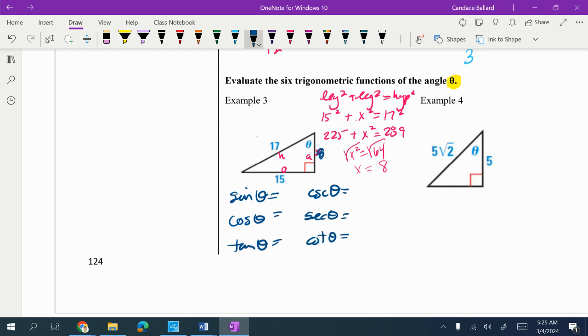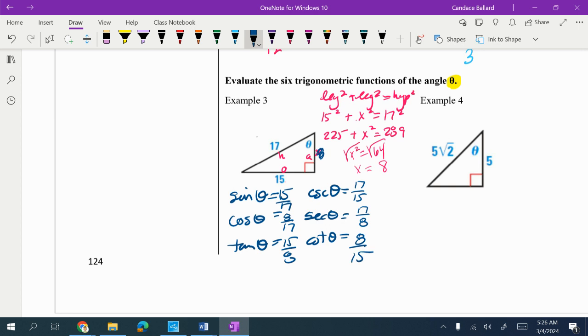So sine is opposite, which is 15, over hypotenuse, which is 17. Cosecant, I could just flip that, 17 over 15. Cosine is adjacent 8 over hypotenuse 17. Secant, I'm just going to flip it, 17 over 8. And then tangent is opposite 15 over adjacent 8. Cotangent, I would flip it, 8 over 15.